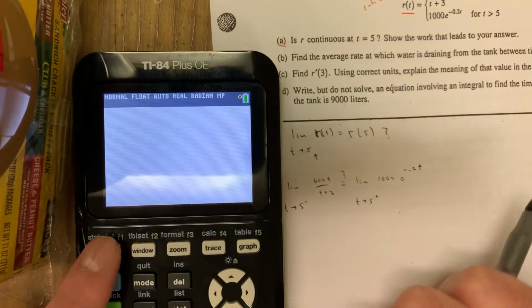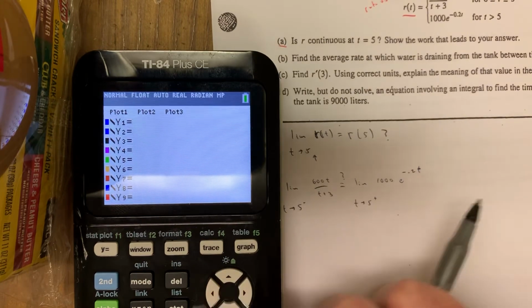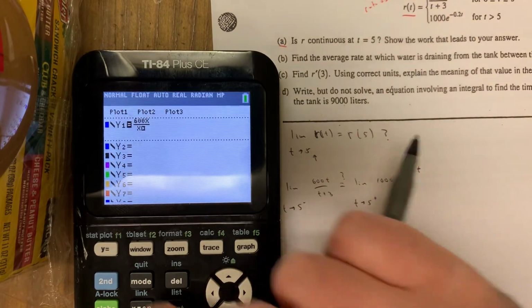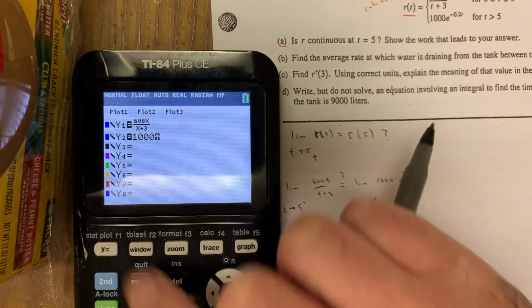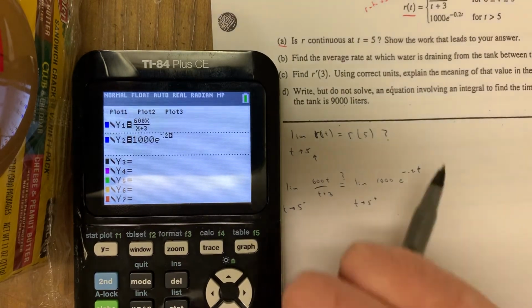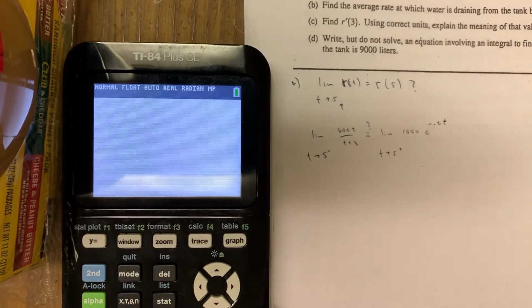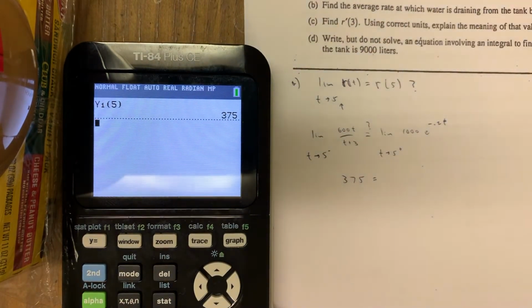If you actually want to split this up in your calculator, maybe in y1, I'll put in the top one, so instead of 600t it's going to be 600x over x plus 3. And down here we've got 1,000 e to the negative 0.2t, so negative 0.2x. You just want to plug in the 5 to the top, plug in the 5 to the bottom. So that's y1 of 5, and that's 375, kind of cool. Could have just plugged it in probably by hand. Not so terrible there. But if you have a calculator, use it. Don't abuse it, but use it.